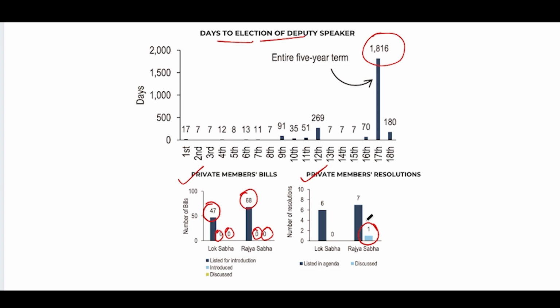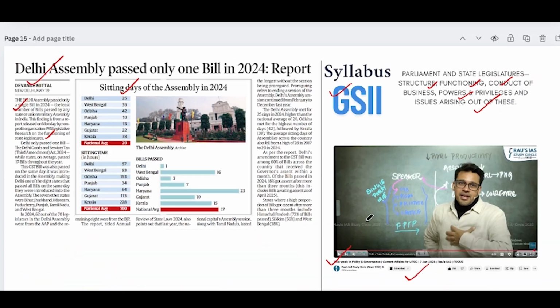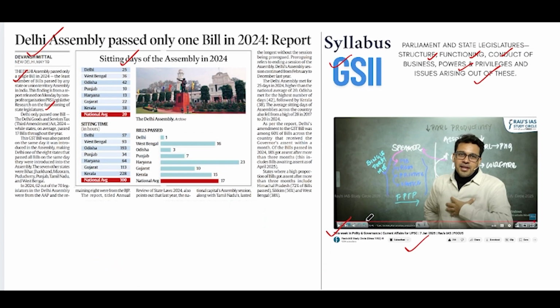Now again, coming back to the same point, if you have to understand the reasons behind the decline of parliamentary productivity, I would highly recommend you to go and watch this lecture that is available on the Rau's IAS YouTube channel.